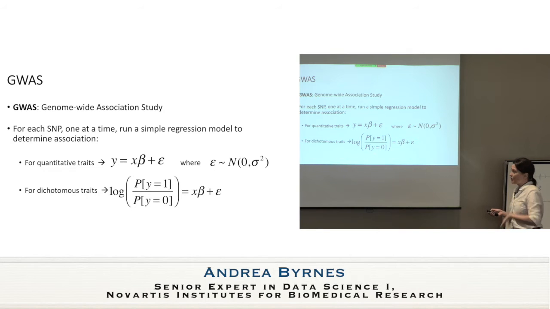So GWAS, as I'm sure you all know, stands for Genome-Wide Association Study. For each SNP, one at a time, we're running a simple regression model. This is certainly oversimplified because I don't have all my covariates in here. This is just for completeness: for quantitative traits, you would run the standard ordinary least squares regression model, and for dichotomous traits, you would do a standard logistic regression. This was the high-level thinking on how we would use something like a SNP chip to answer questions about people's phenotypes.